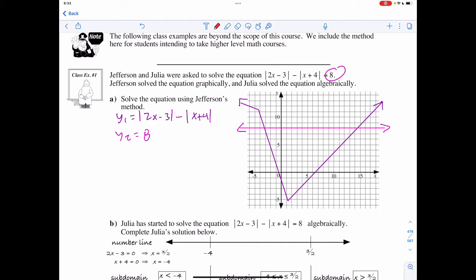So I have one that should be intersecting right about here, and another one that should be intersecting right about here. This one occurs at 15 and 8, and this one occurs at -3 and 8. Which means that x would equal either -3 or 15.